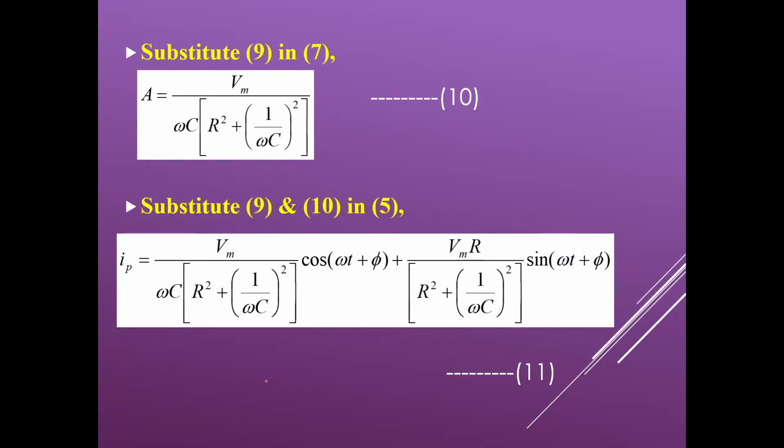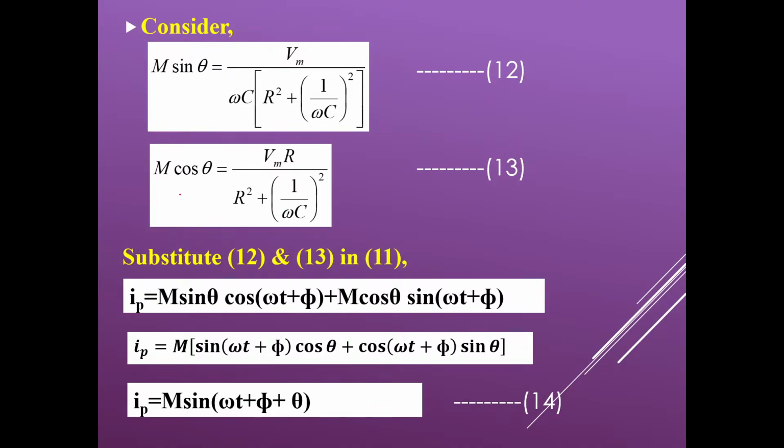So equation 11 will be modified. Equation 12 is: m sine theta is equal to that first term, Vm by omega C into R square plus 1 by omega C square, and m cos theta is Vm into R by R square plus 1 by omega C square. So you can replace these bigger terms in equations 12 and 13 with smaller terms, that is m sine theta and m cos theta.